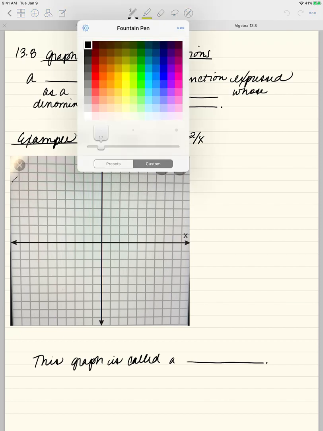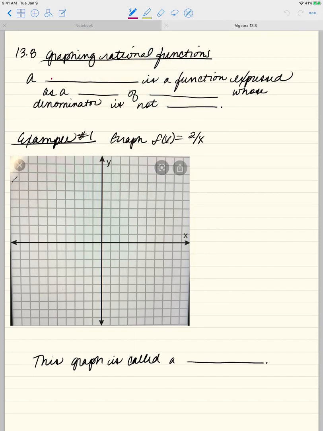First of all, what is a rational function? A rational function is a function expressed as a ratio of polynomials whose denominator is not, what do you think? 0. Okay, so the first function that we're going to look at is a function in the form f of x is equal to a over x.